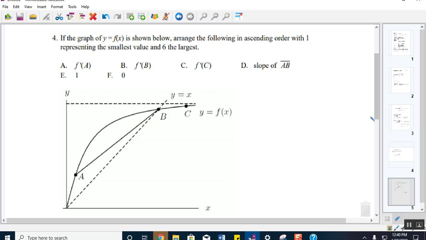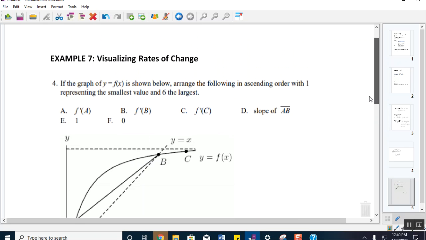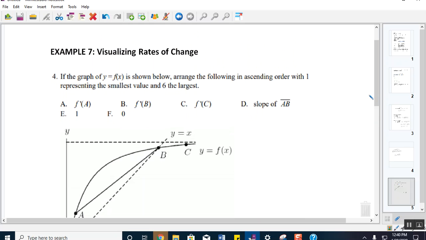I really like this example. Example 7, visualizing rates of change. This is pretty cool. First of all, it says the graph of y equals f of x is shown below. It says arrange the following in order such that it's ascending order, where 1 is representative of the smallest value and 6 is the largest value.